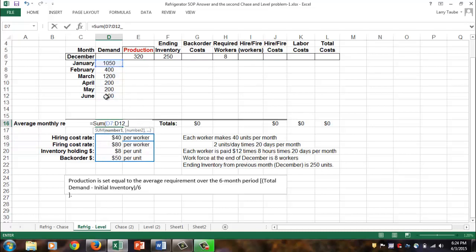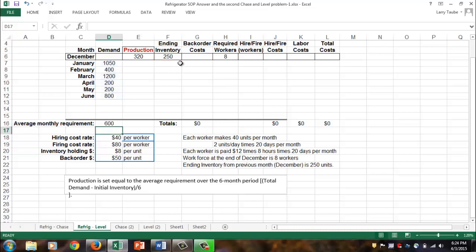So this formula right here is equal to the sum of these numbers and then, whoops, I'm going to subtract out this number and then I'm going to divide by 6.